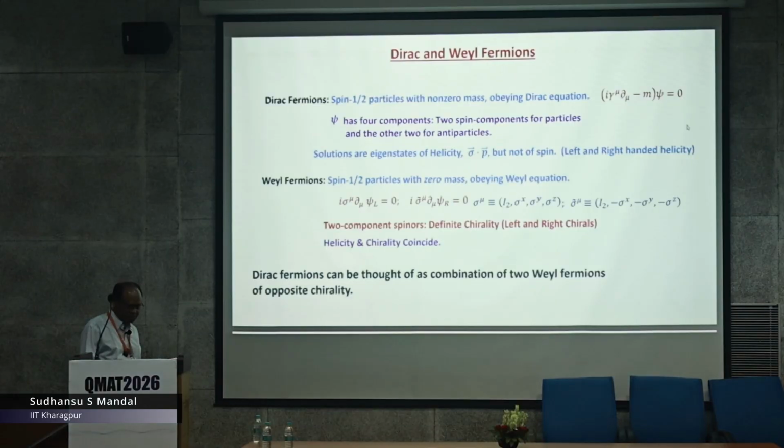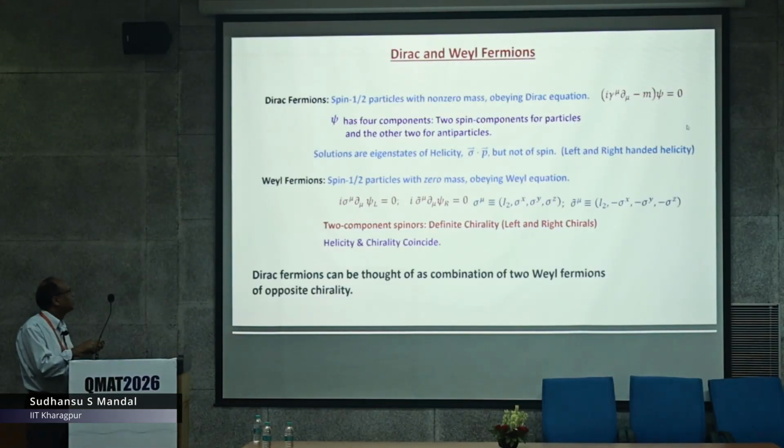Okay, so a bit of introduction to what the Weyl fermion is. You start with spin half with non-zero mass. That obeys the Dirac equation, as you know. The solutions of the Dirac equation have 4 components: 2 spin components for particles and the other 2 for antiparticles. Those solutions will be eigenstates of helicity, which is sigma dot p, but not of spin, and will have left and right handed helicity.